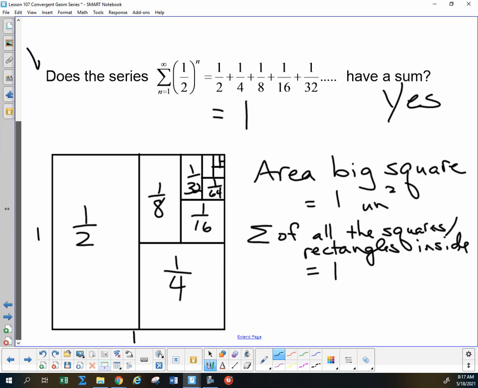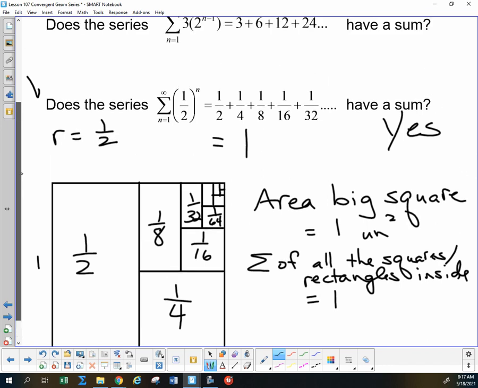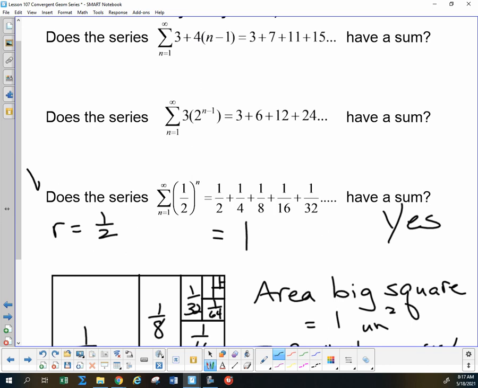So you believe me on the geometric model. What is special about this one is r is a half. And this one up here, if I took 3 plus 6 plus 12 plus 24 plus 48, would I ever be able to stop adding? My numbers get bigger and bigger, so no, this one does not have a sum. This other one up here was arithmetic: 3 plus 7 plus 11 plus 15 plus 19. I'm adding bigger and bigger numbers. Is it going to ever have a sum? No, this one will not.